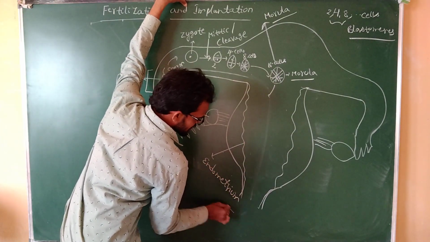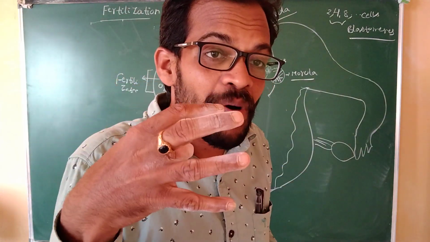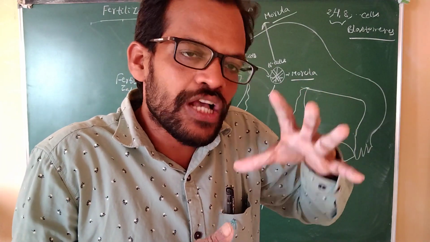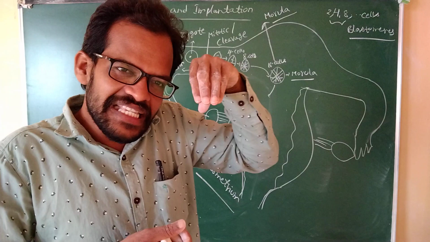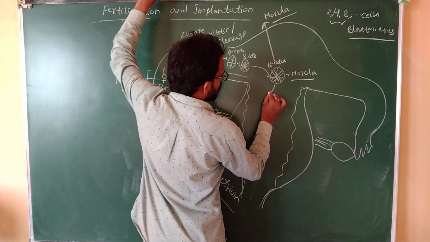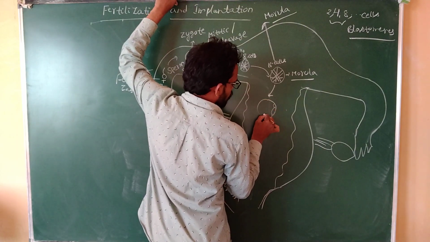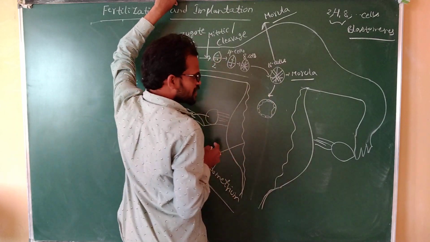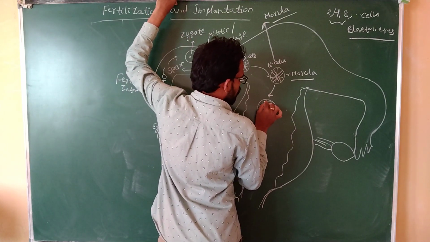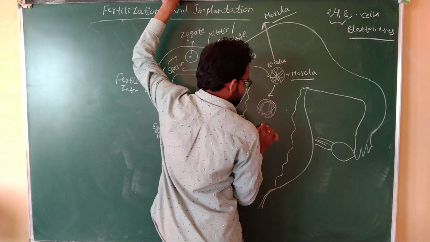The uterus is made up of the perimetrium, myometrium and endometrium. The zygote becomes the morula, then the blastocyst. The blastocyst is implanted and penetrates into the uterus. After the morula, it is modified into the blastocyst.